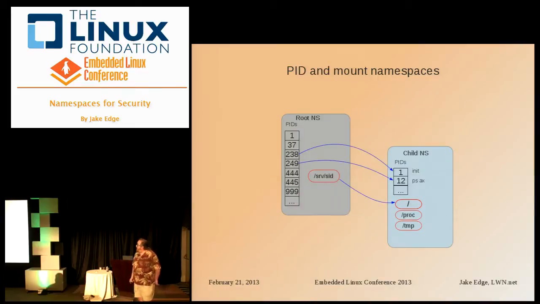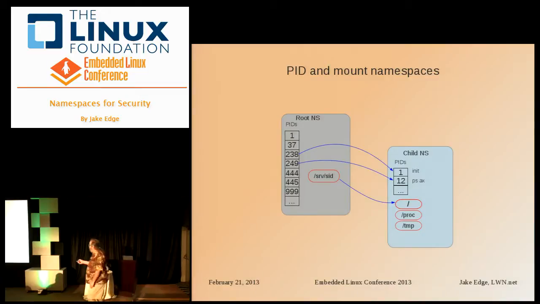So here's my attempt at a diagram to give you the idea of what these namespaces look like. You have the root namespace, right? When you boot your machine and you log in, or even if you don't log in, there's a single namespace that's running. That's the root namespace, and it's for all of the different namespace types. And so what we're showing here is we've created a child namespace, let's say with a clone, and we did a clone new PID and a clone new NS. So we got a new PID namespace and a new mount namespace.